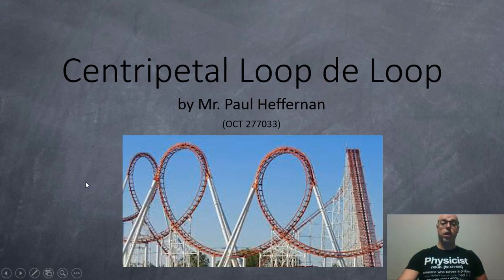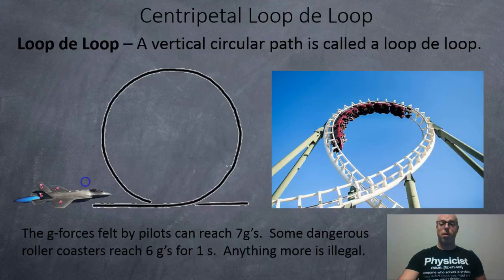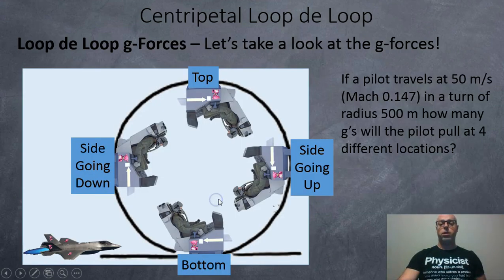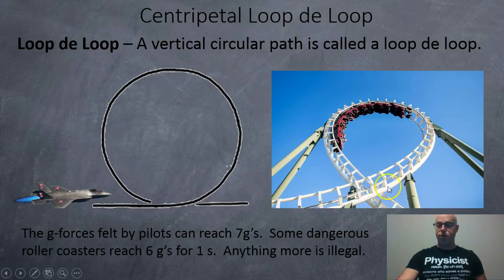Mr. Heffernan, here's a short video on centripetal motion, loop-de-loop problems. A loop-de-loop is a vertical circular path, which of course we call a loop-de-loop. You can see a plane may travel around like this, or you may have a roller coaster situation like this.